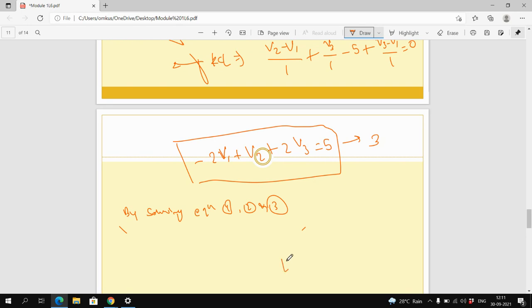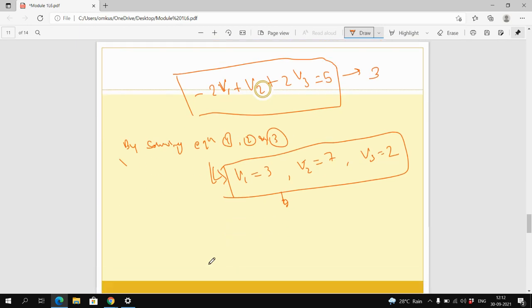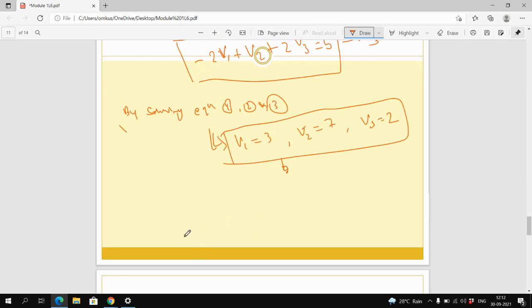You will get the voltages v1 equal to 3, v2 equal to 7 and v3 equal to 2 volt. Now, that much amount of voltage you will get by solving these above three equations. Now see, first you find out the equations and you also find the value of voltages at each node. Then what is the power consumed or delivered by the voltage source?